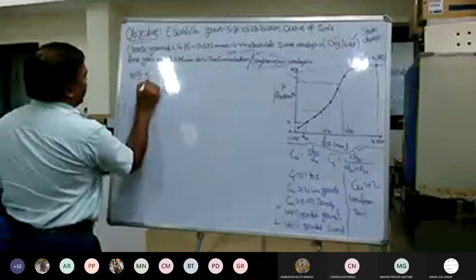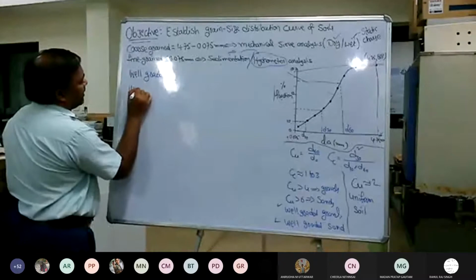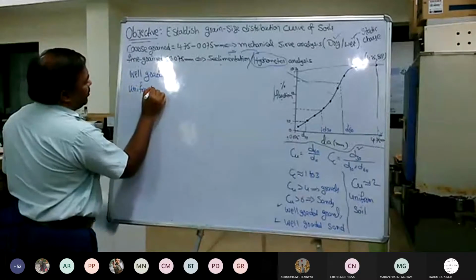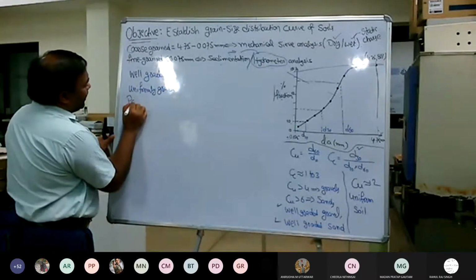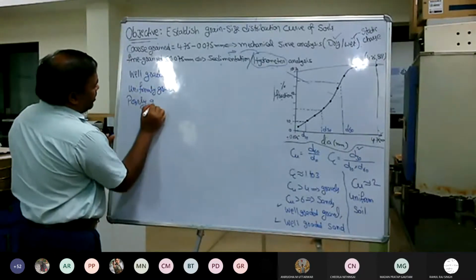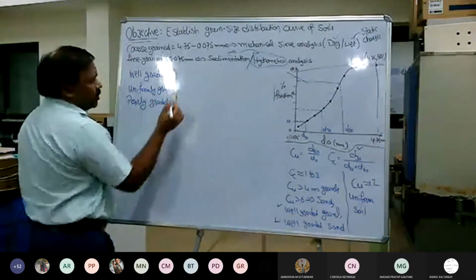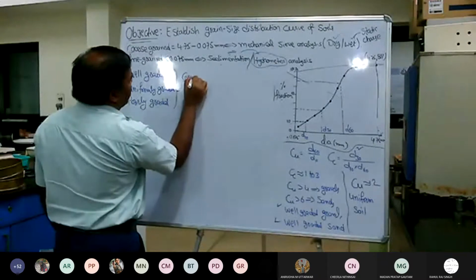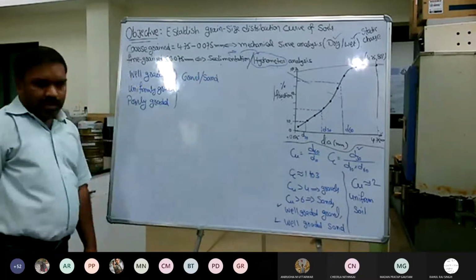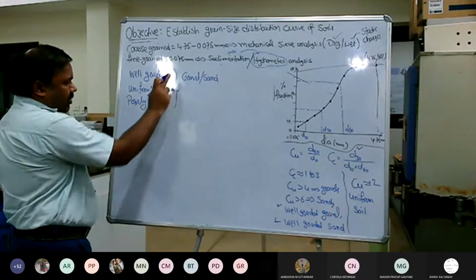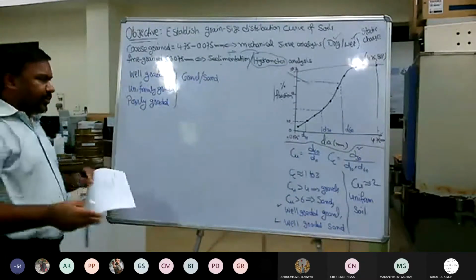So well graded, or uniformly graded, or poorly graded. You need to add any one of these designations to gravel or sand. These are two coarse grained soils, so this kind of terminology can be used only for gravel and sand, not for silt or clay. It's not valid.